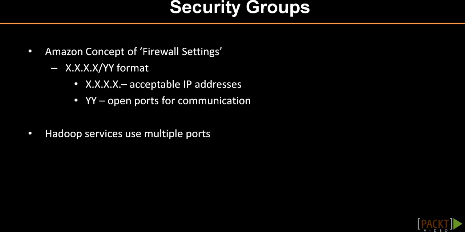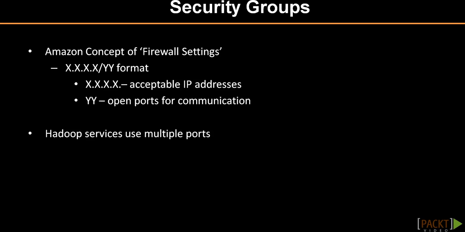The second goal for this video is around security groups. Security groups implement the concept of Amazon firewall settings. For your instances, you're going to define a security group. You can assign that instance to a security group and it will define the firewall settings, allowing IP addresses that can connect to the instances and through what ports. The format is going to be in the form of IP address /number, where the X's represent the acceptable IP addresses in the security group, as well as the Y's that signify the open ports for communication.